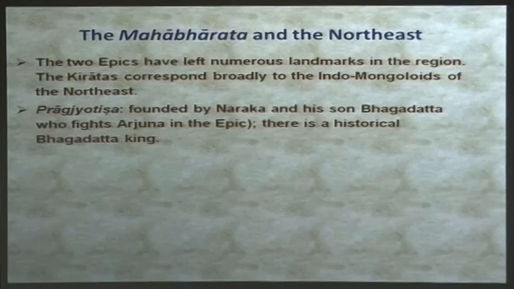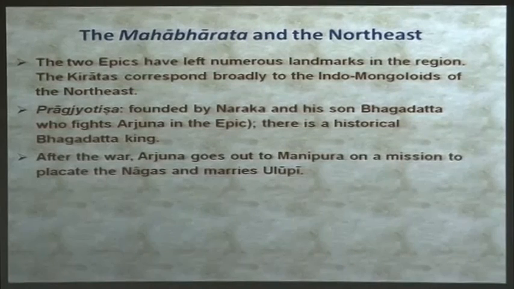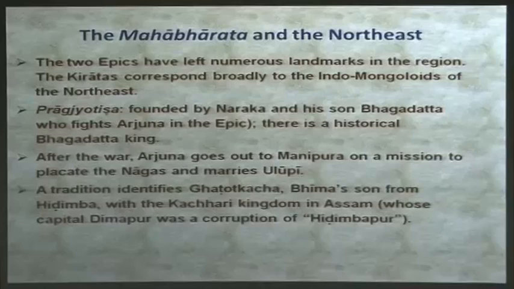But we also have a king of Assam, an ancient king whose name was Bhagadatta. So there the history connects with the mythology, which is very often the case in India. Arjuna, of course, in the story goes out to Manipura on a mission to placate the Nagas and marries Ulupi. You may remember the story.